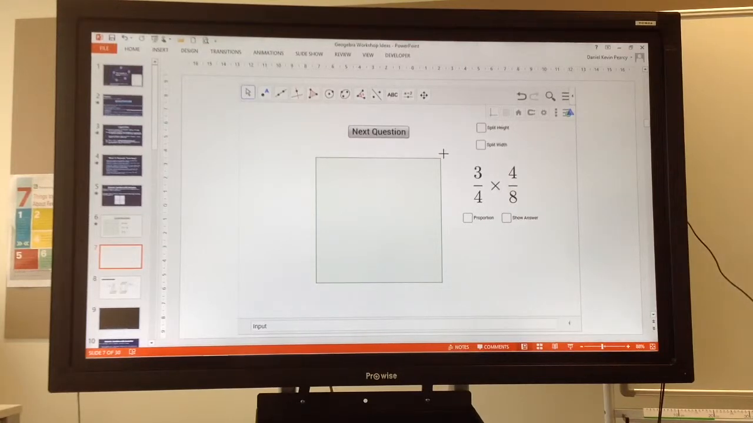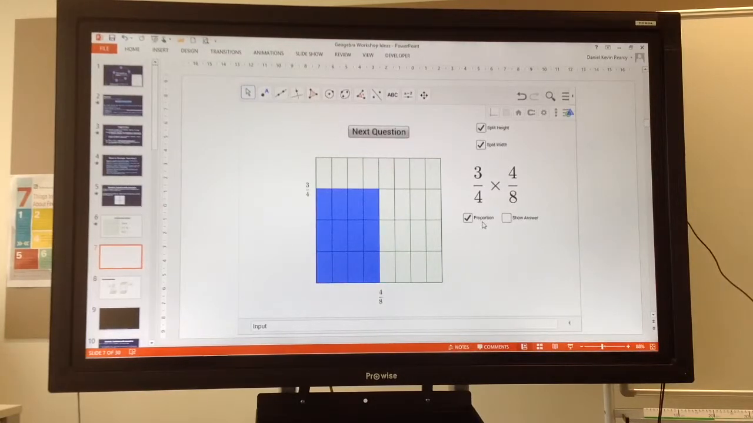So again, I'd probably get students thinking about how they then split up this square. And someone will say, well, you split up the height into quarters and you split up the width into eighths. And now we actually want 3/4 up and 4/8 across. So what's that proportion? Well, it's actually going to be 12 out of 32 in total.